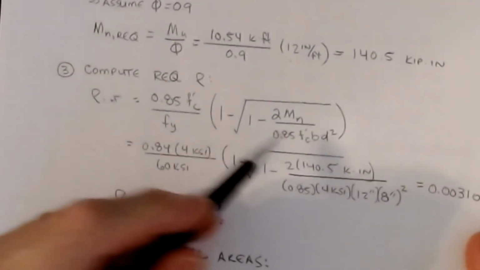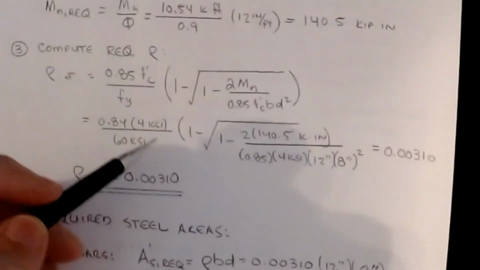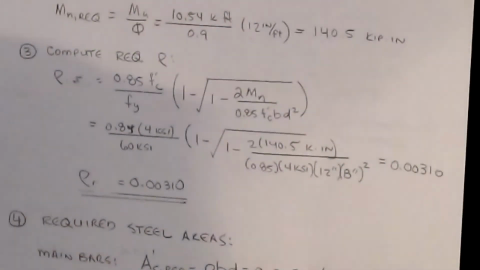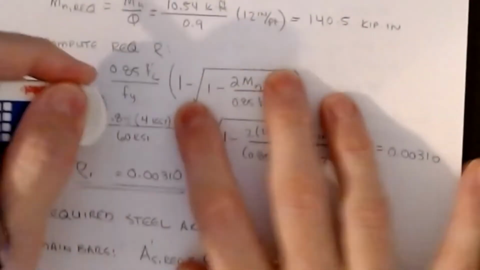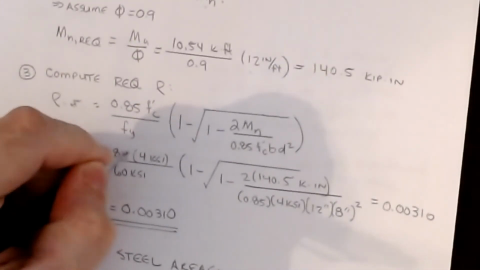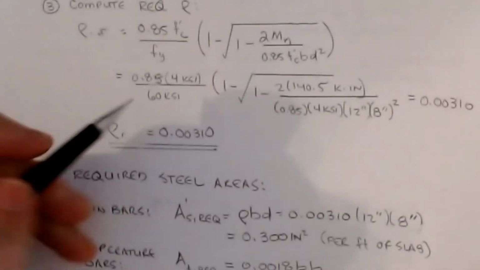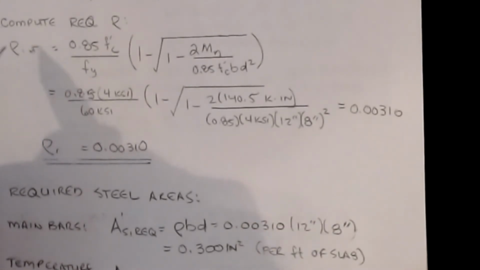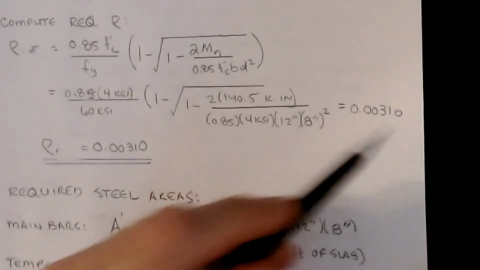Okay, so here's my formula. It's pretty much just plug and chug. And wow, that should be an 0.85. Okay, the calculation is right, I just wrote the wrong number down. 0.85 times 4 divided by 60, and so forth and so on. And so your rho required for strength is 0.00310.